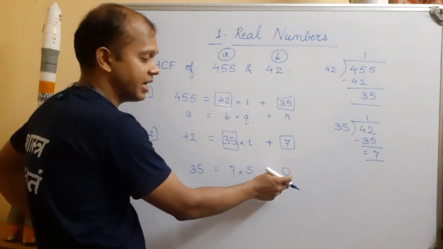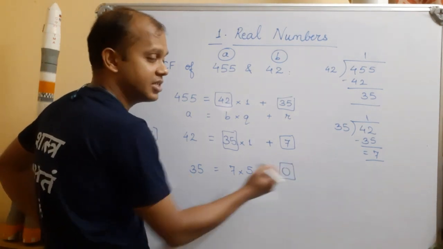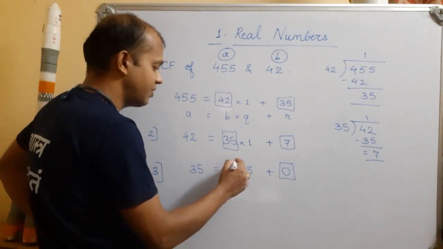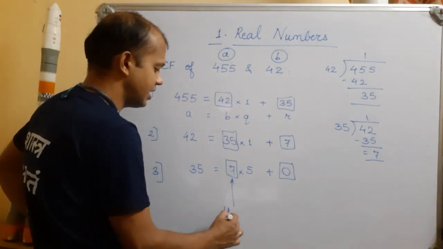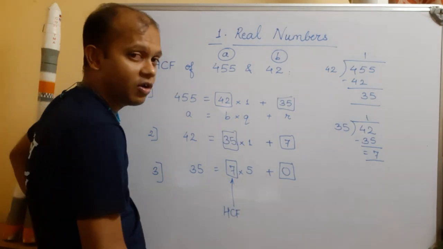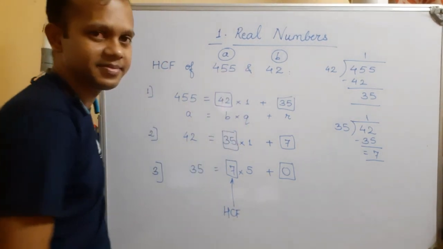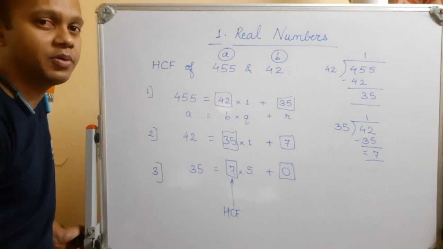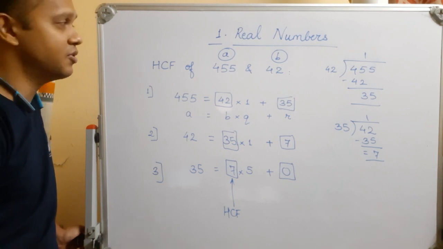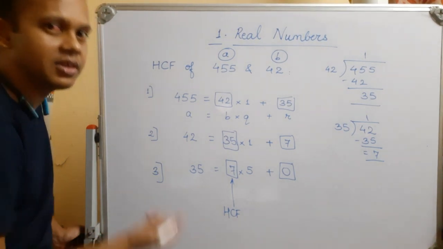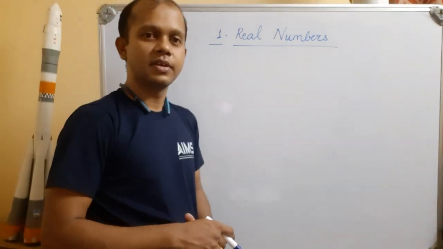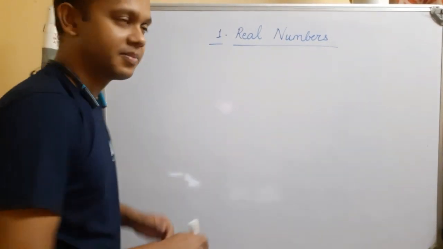The moment we get the remainder as 0, whatever is your divisor, that divisor is called the HCF of these two numbers. This is how we find out the highest common factor using Euclid's division lemma repeatedly in the division algorithm. Let us check if our answer is correct.